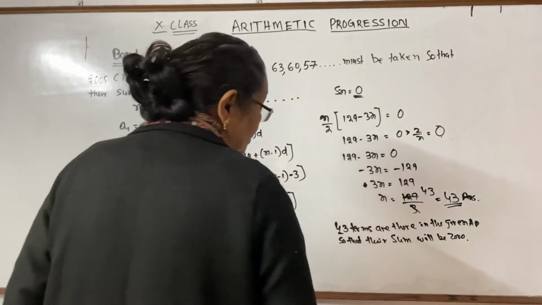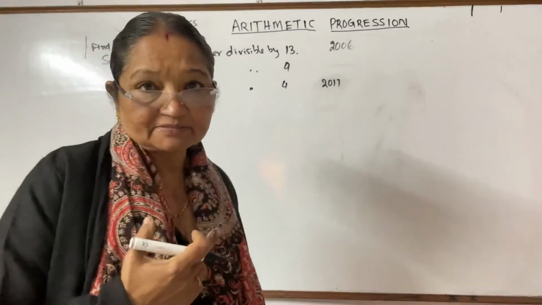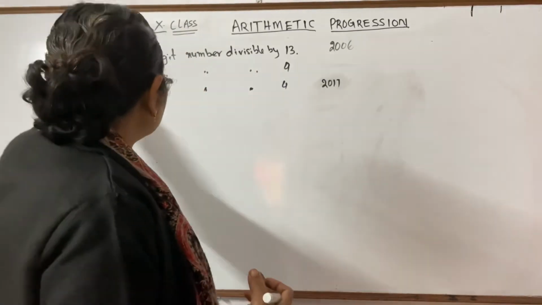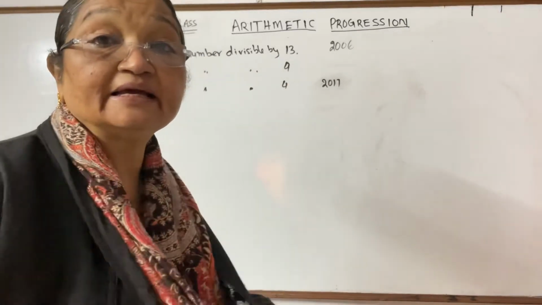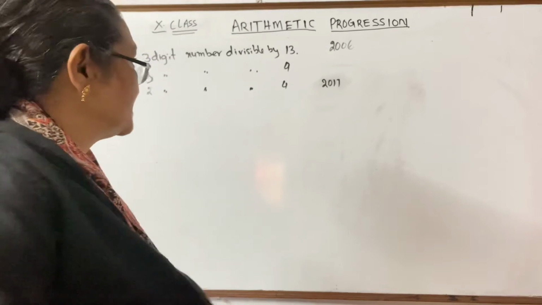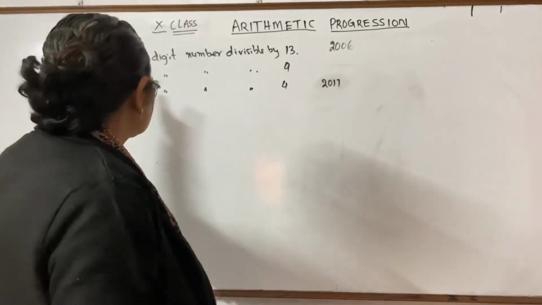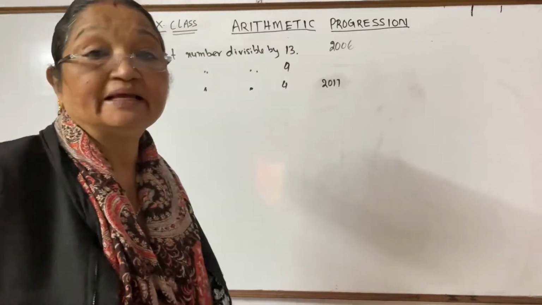Now let's do the next sum. This type of sums is also very important. It says: find the sum of 3-digit numbers divisible by 13. That came in the year 2006. Similarly, another sum also came: find the sum of 3-digit numbers divisible by 11.